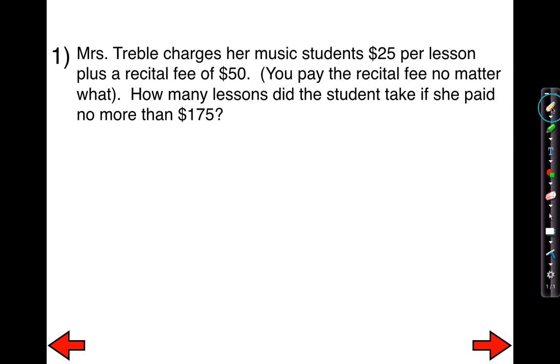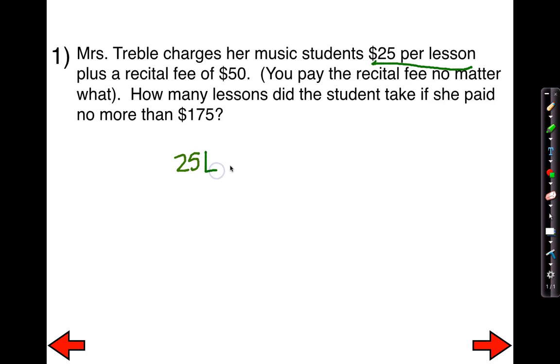Okay? So first, we do understand, since it's $25 per lesson, that is a rate, what I call a rate of change. It's changing every single lesson. It's going to change $25. So that is our variable because it's changing every single time. So I'm going to go ahead and use 25.